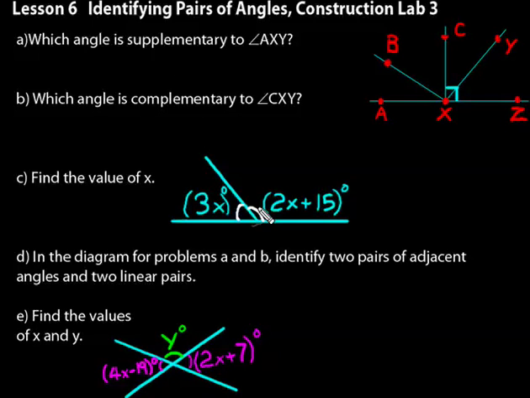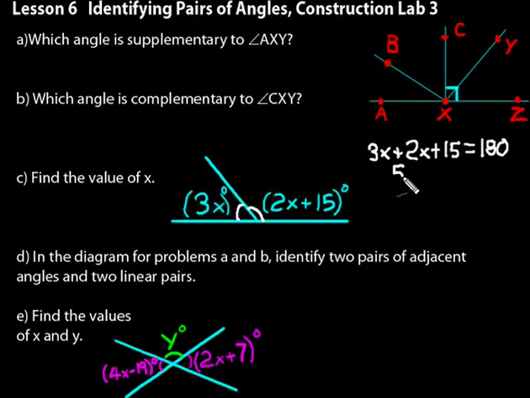So if we want to figure out x, we could just say 3x plus 2x plus 15 must equal 180 degrees. So this is just a problem to help you think about what supplementary angles are and just to work some basic algebra as well. You'll see problems like this in your homework and your tests.